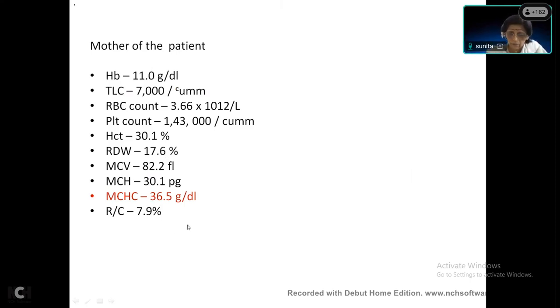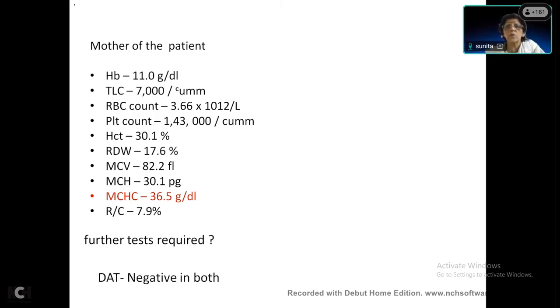So what further tests are required? The two important causes I have told you: one is hereditary spherocytosis, and another is autoimmune hemolytic anemia. Now in this, the family history is there. The mother is showing a similar picture, so it fits into the hereditary cause, and the direct antiglobulin test or Coombs test is done, which is negative in both this patient and the mother. So the next test is done.